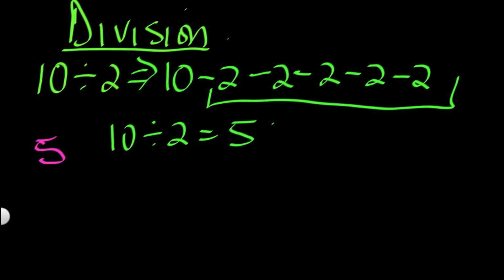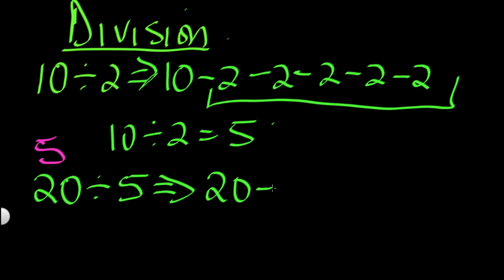Let me do another example. Let us say 20 divided by 5. Now, this means, I shouldn't use the equal sign here. So this means 20 minus 5 minus 5 minus 5, then minus 5.